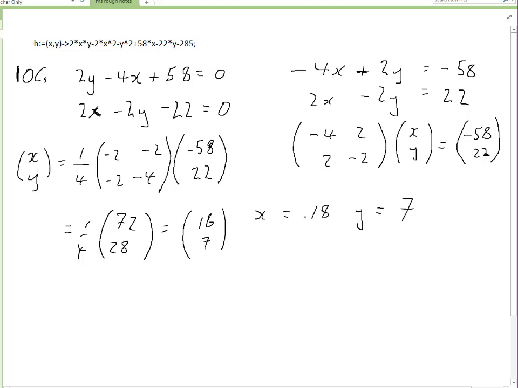Okay, now just nip off to the calculator and grab a value for the function h. So h at 18, 7 is equal to, okay, we get exactly 160. So by looking at the form of the equation, probably we can tell that it's more likely to be a maximum, but if you can't tell that, or if you can't use the second order conditions, we can check as we did in the previous one.